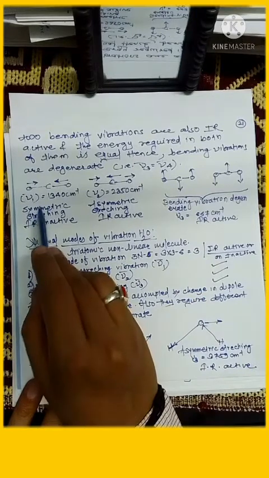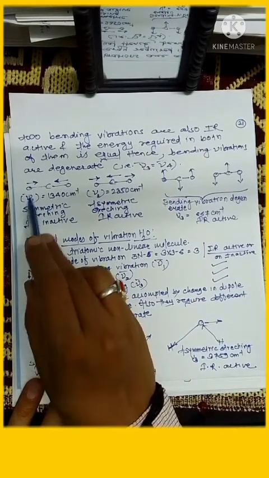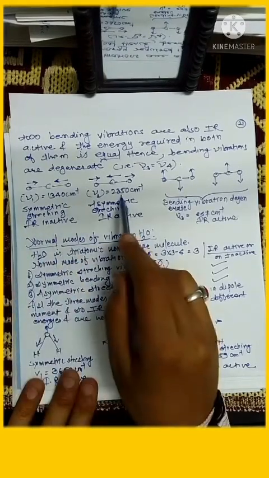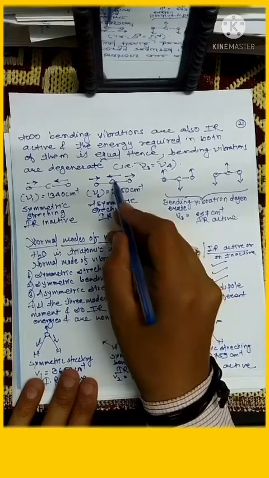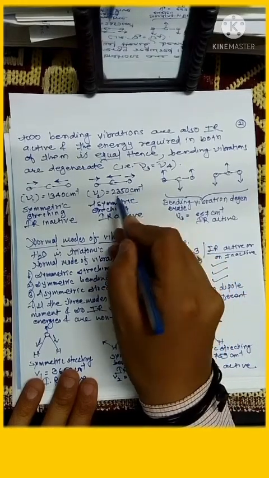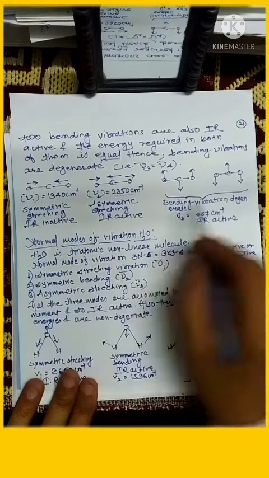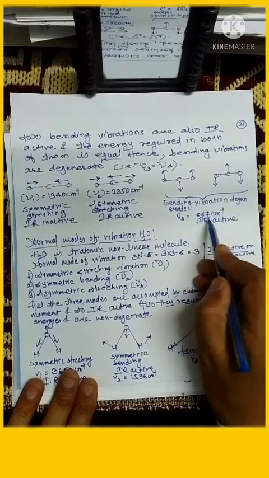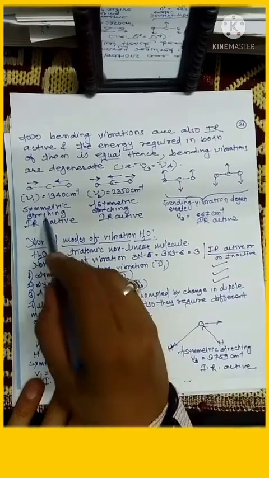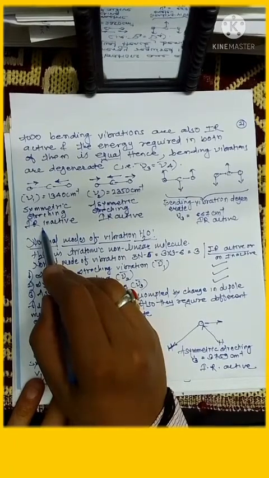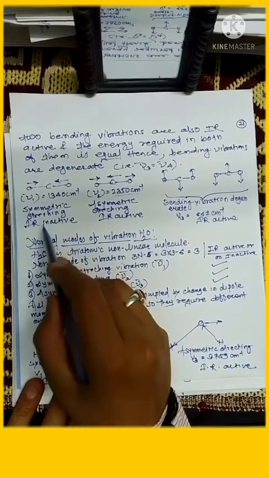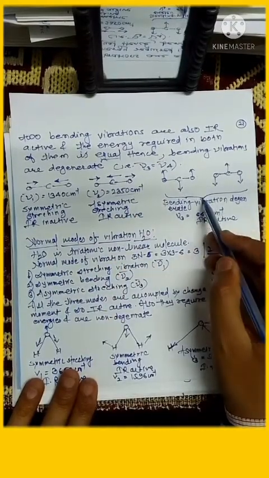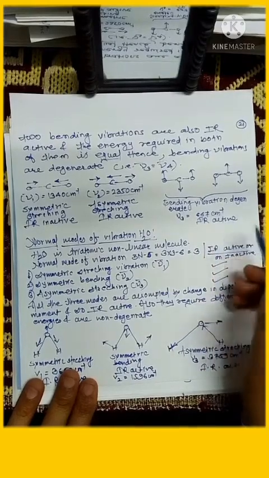So generally the symmetric stretching vibration frequency for this is 1340 centimeter inverse. For asymmetric stretching, it is 2350 centimeter inverse. And for the bending vibrations, which are degenerate, the frequency is 667 centimeter inverse. Symmetric stretching is IR inactive, asymmetric stretching is IR active, and bending vibrations are IR active.